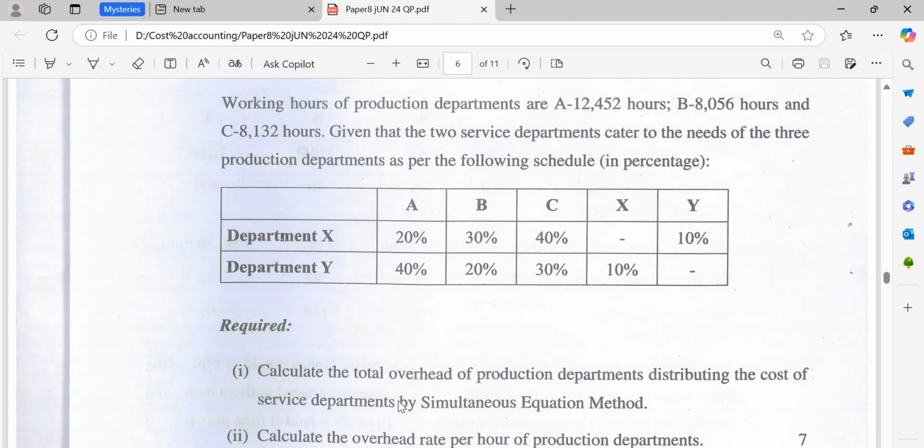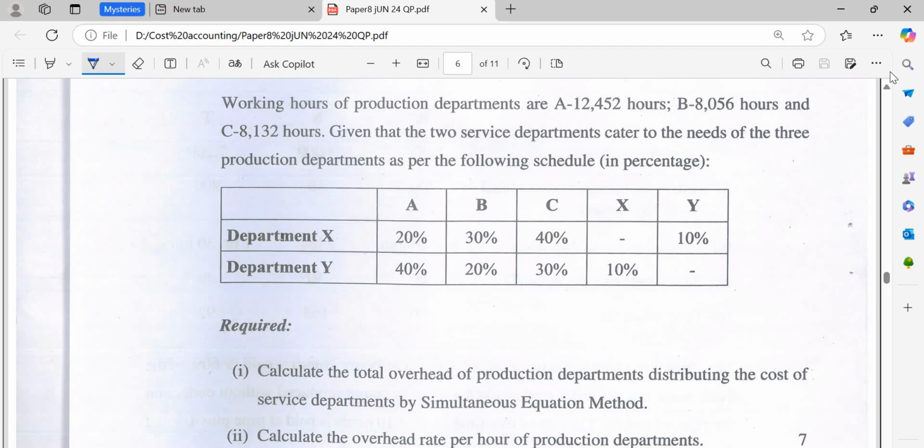So now we need to calculate overheads of production departments, distributing the cost of service departments by the simultaneous equation method. For secondary distribution we have many methods, but in this particular question they have mentioned particularly the simultaneous equation method, and we need to calculate overhead rate per hour. For that only they have given hours here. For the simultaneous equation method, first we need to formulate one equation, right?